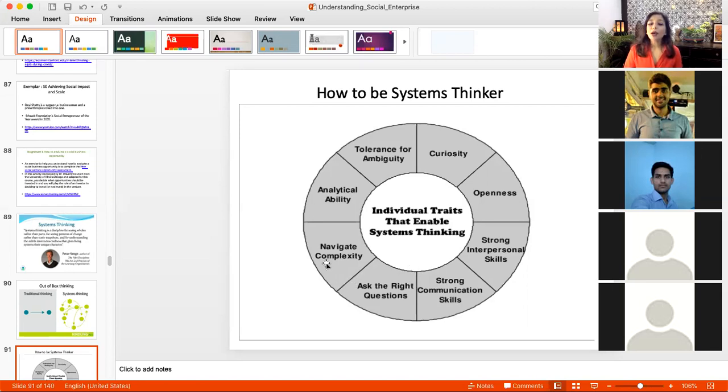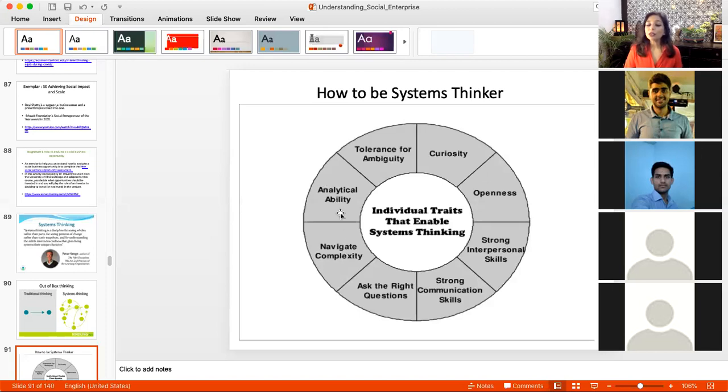And then what is important is how you navigate through complexity. In today's time, you are not just thinking about simple solutions. The world has become complex. We are navigating through very ambiguous, complex, uncertain times. So it becomes important that you have this ability of navigating through these complexities.